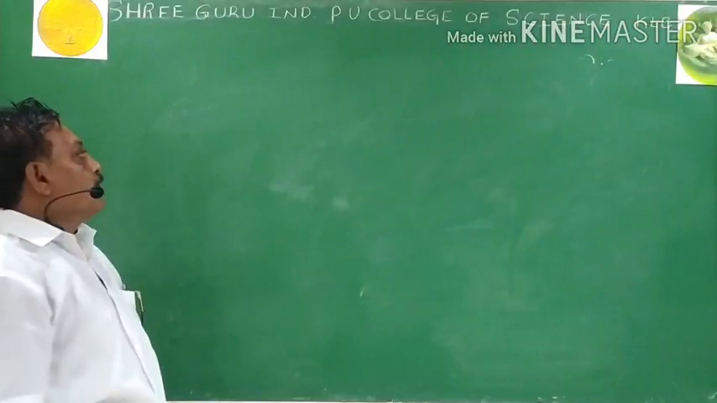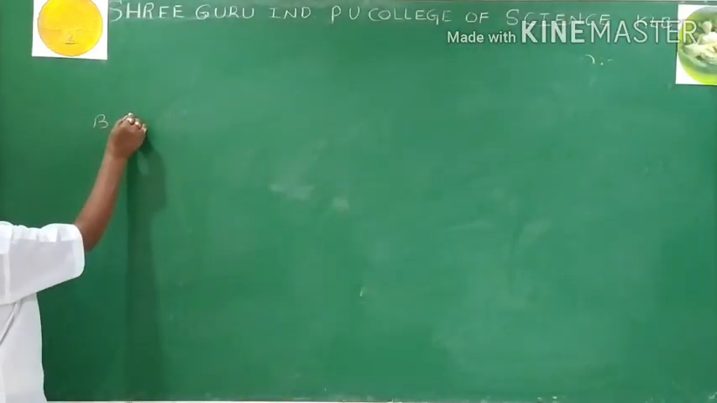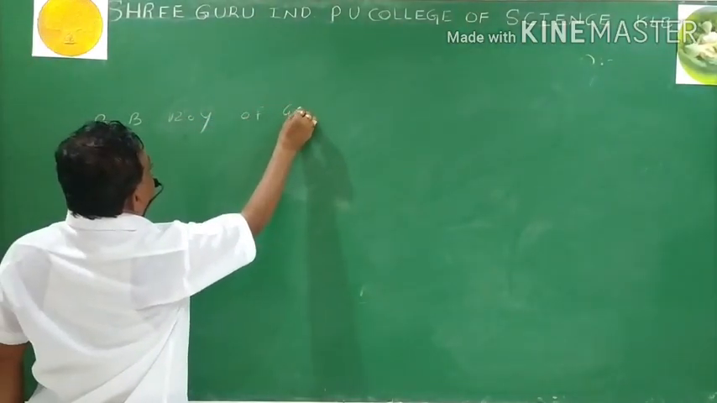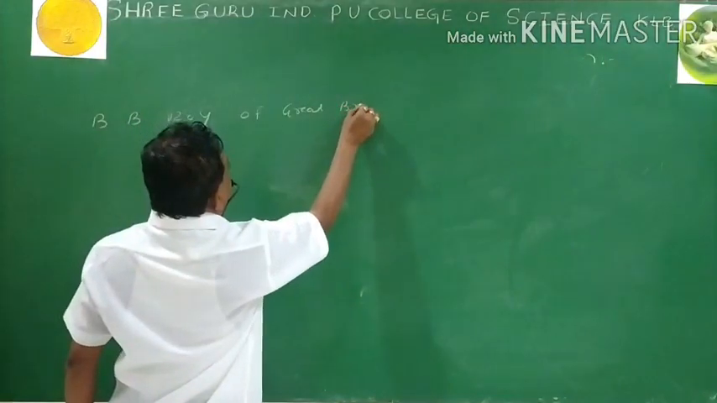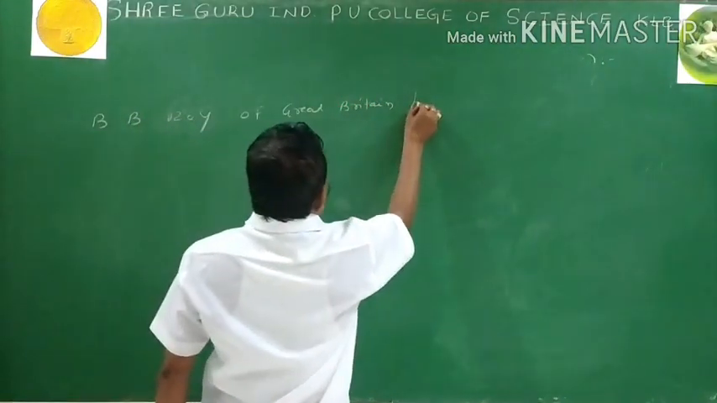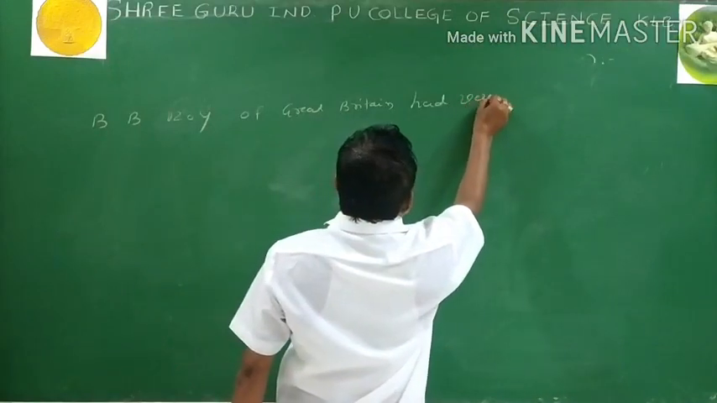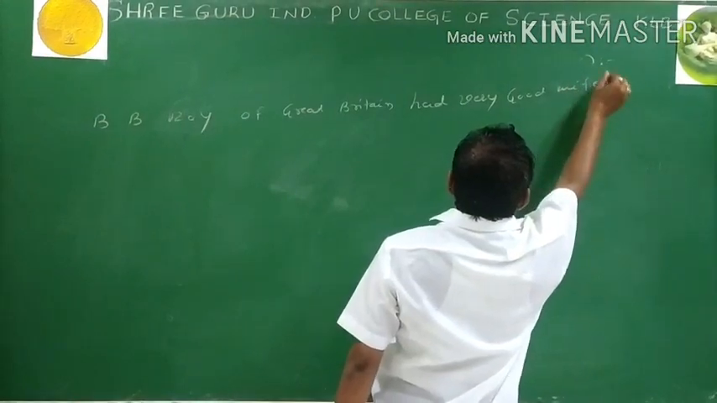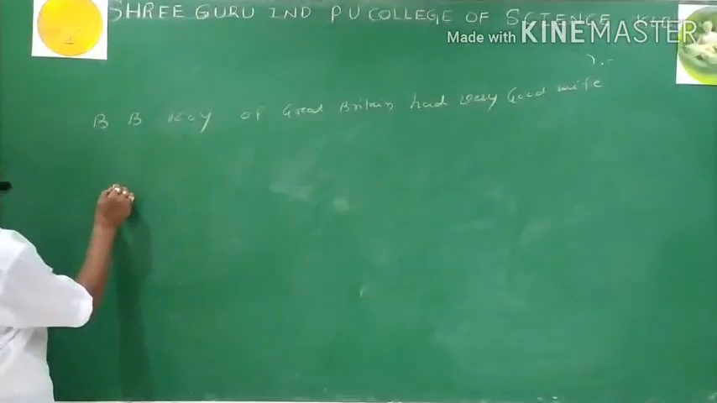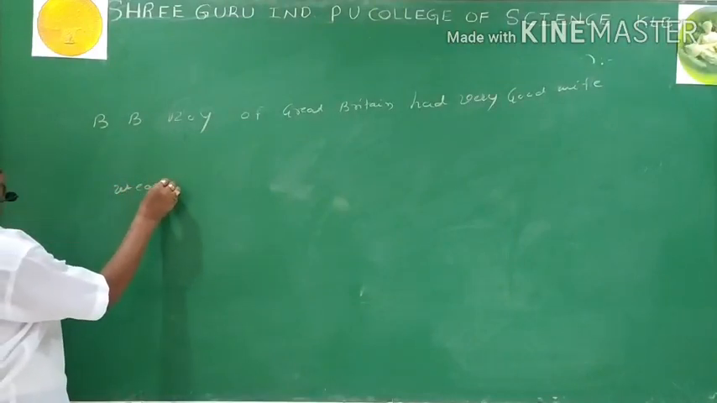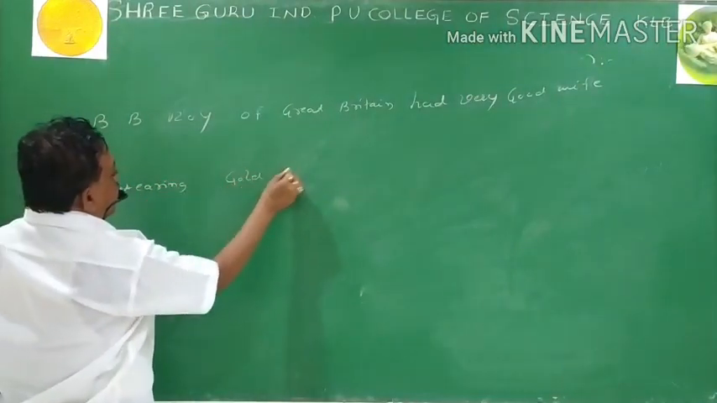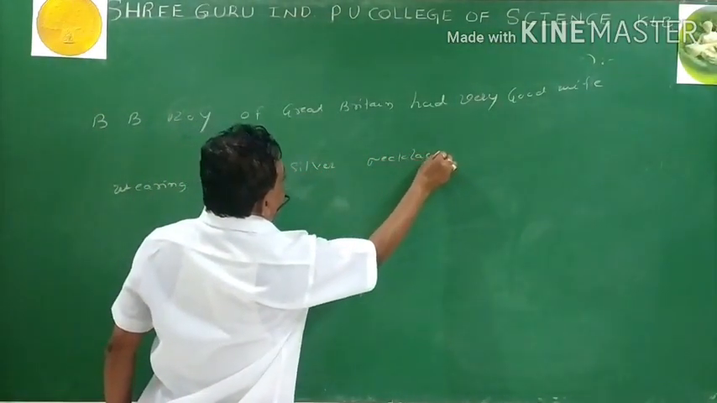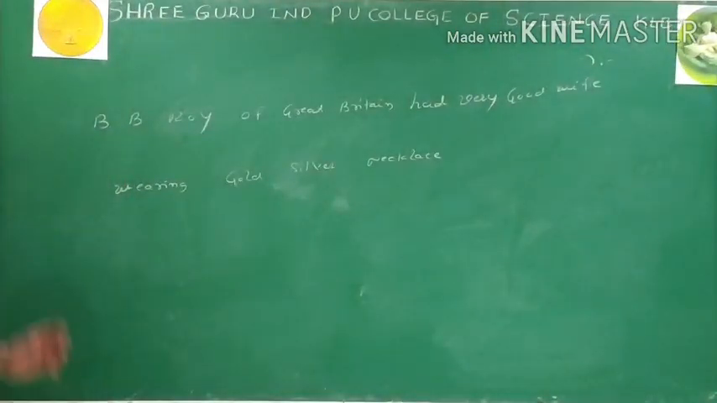That hint is nothing but B.B. Roy of Great Britain had very good wife wearing gold silver necklace. Now this is our hint. And how to remember it.